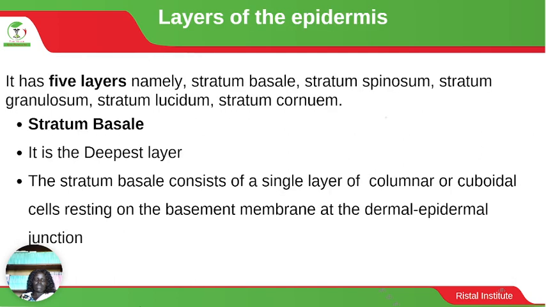Layers of the epidermis. It has 5 layers, namely stratum basale, stratum spinosum, stratum granulosum, stratum lucidum, then the stratum corneum. Stratum basale is the deepest layer. The stratum basale consists of a single layer of columnar or cuboidal cells resting on the basement membrane at the dermo-epidermal junction.